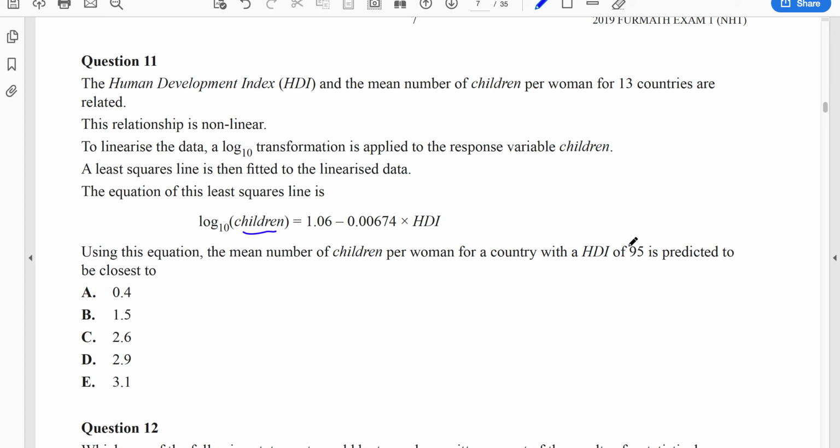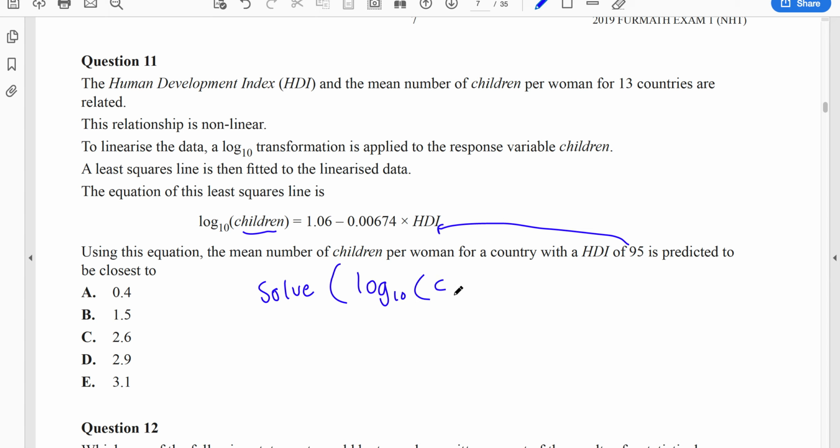So we're given this HDI value. We're going to substitute that into this rule, and we are trying to get a prediction. So we're just going to substitute in and find the children value. But you need to make sure you use log 10, which means you're going to have to use solve with your calculator here. So in your calculator, you'll do solve, and then you'll have log 10.